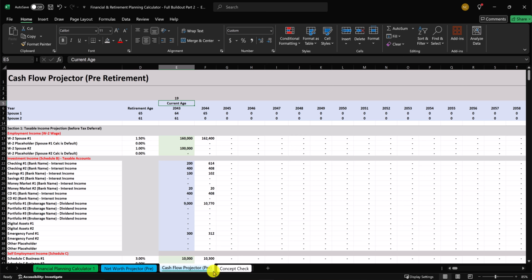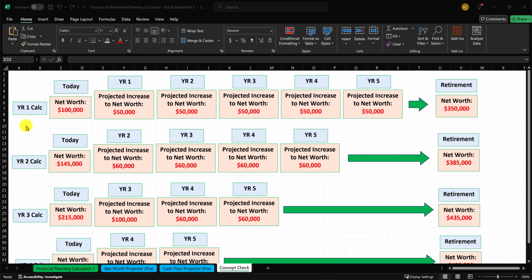So let's go over here to this concept check. All right, so we're here in the concept check. Now let's pretend for purposes of this example that this row here at the top represents the first year that you're using the calculator. And let's further assume that as of today, we have a net worth of $100,000. We're projecting 5 more years until retirement.